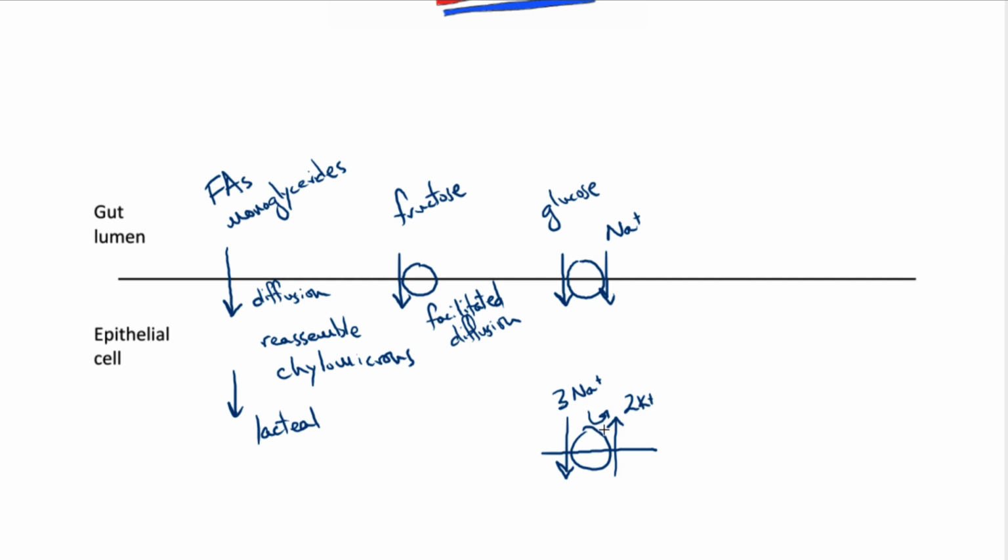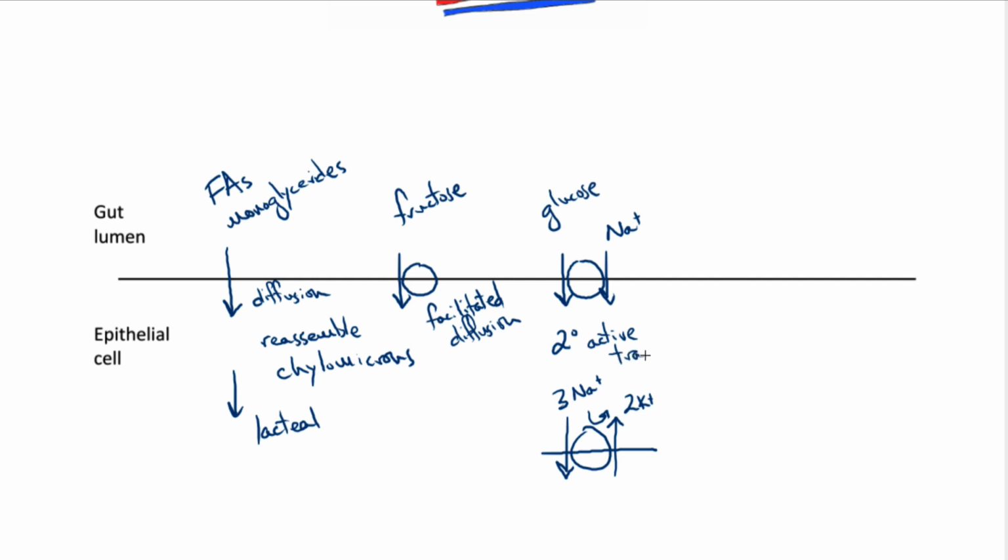So if you put the two sides of the cell together, what you see is that this sodium-potassium pump is lowering the concentration of sodium inside the cell, and as a result, this sodium wants to move into the cell, and therefore it can carry glucose with it, even if that glucose is moving against its concentration gradient. This is called secondary active transport.